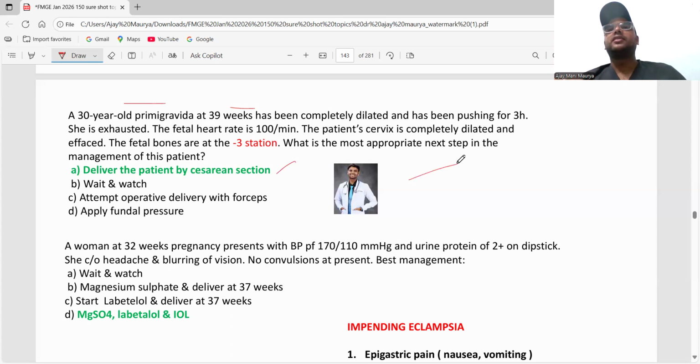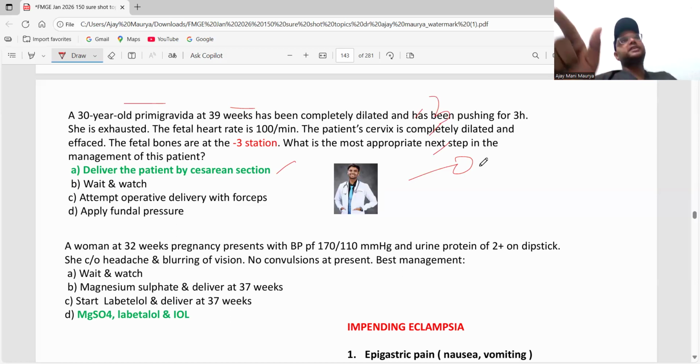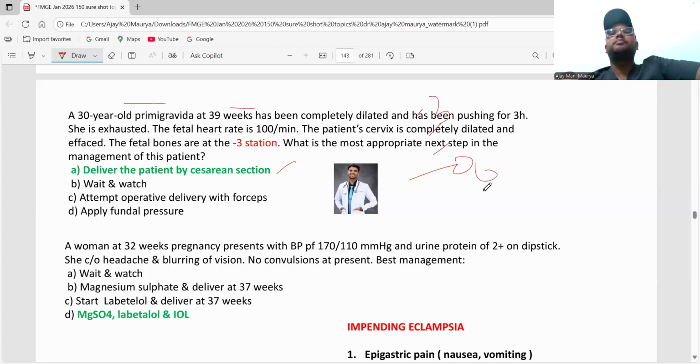They are at -3 only, at -3 station. If they say they are pushing and the fetal bones are at 0 or +1, it means it is favorable for normal vaginal delivery. That's what you have to remember in the questions.